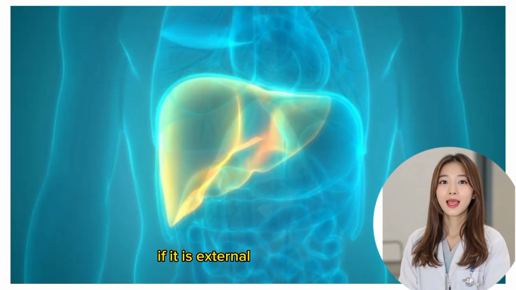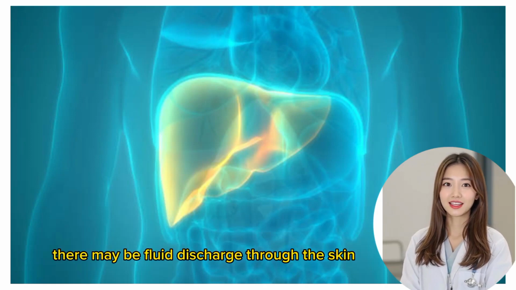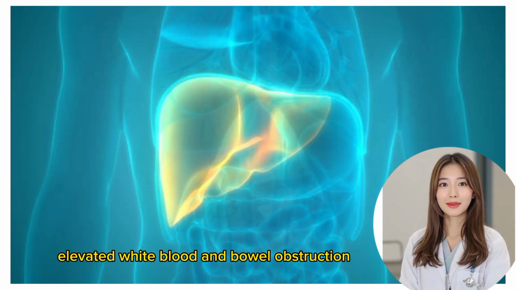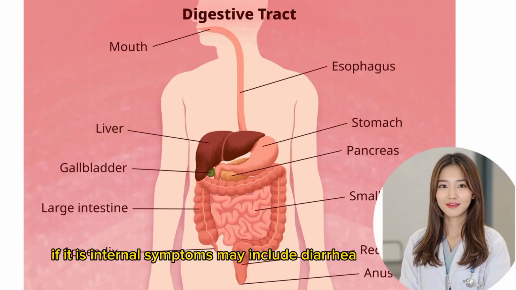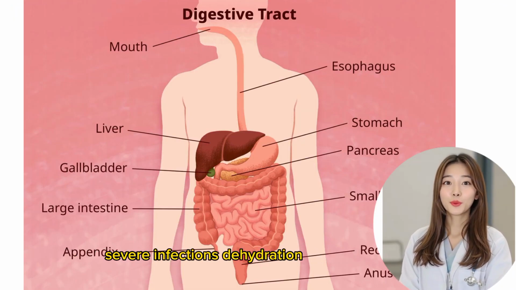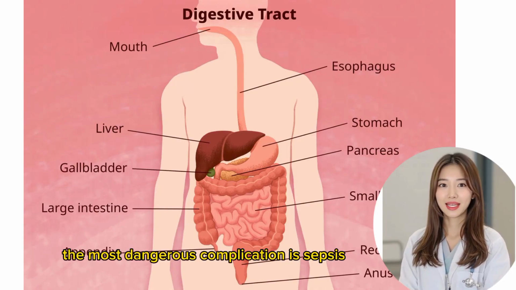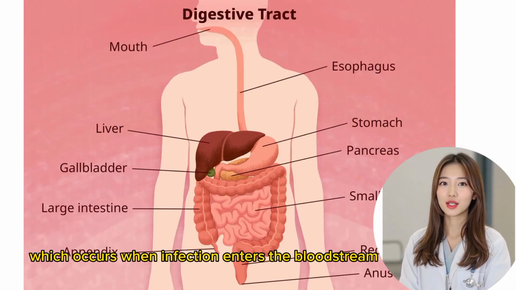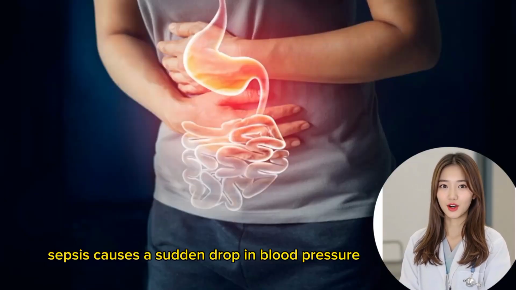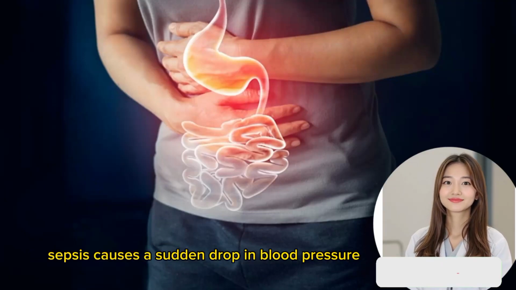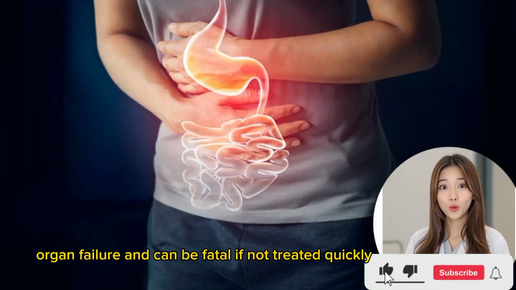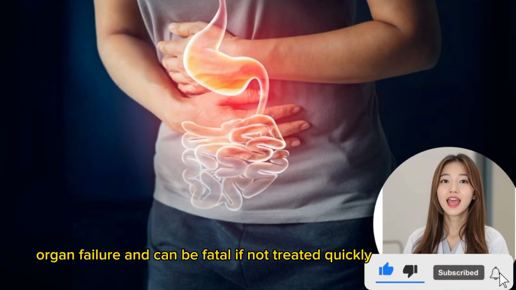If it is external, there may be fluid discharge through the skin, abdominal pain, fever, elevated white blood cell count, and bowel obstruction. If it is internal, symptoms may include diarrhea, severe infections, dehydration, rectal bleeding, malabsorption of nutrients, and rapid weight loss. The most dangerous complication is sepsis, which occurs when infection enters the bloodstream. Sepsis causes a sudden drop in blood pressure, organ failure, and can be fatal if not treated quickly.